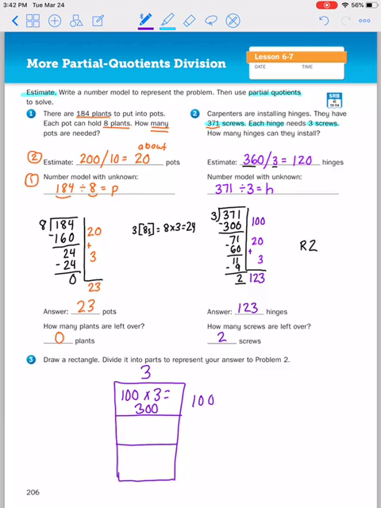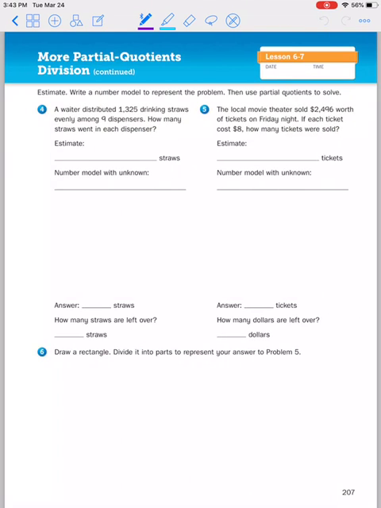And then I made 20 groups of 3 and got 60. And then I made 3 groups of 3 and got 9. Now I know this isn't equal because I still have 2 left over. So I have 120, remainder 2. All right, let's go on to the next page.